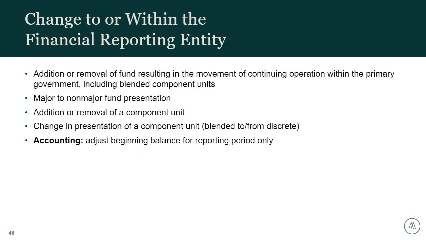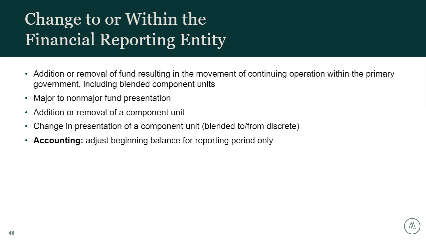Something we didn't have as much guidance on previously was a change to or within the financial reporting entity. Examples here are the addition or removal of a fund, a fund that moves from major to non-major or the other way around, an addition or removal of a component unit, or maybe you have a component unit that goes to or from blended or blended to or from discrete. When we have these sorts of changes, we're going to adjust the beginning balance for the reporting period only, so we don't have to go back to prior years.